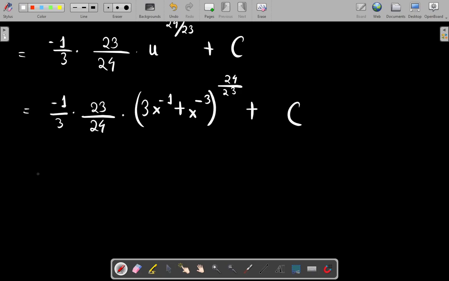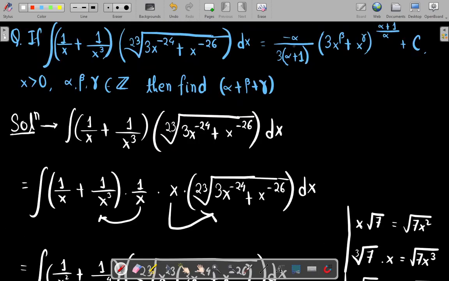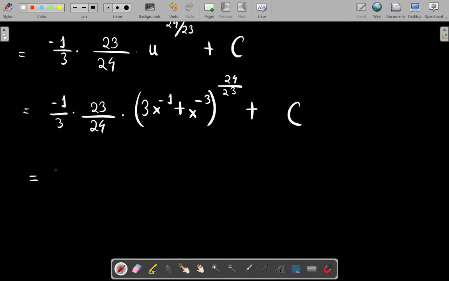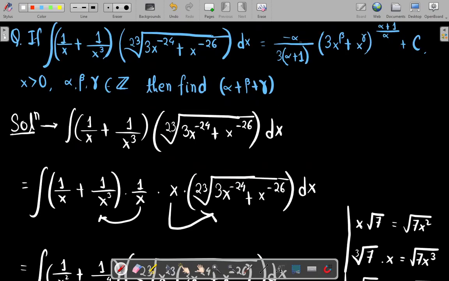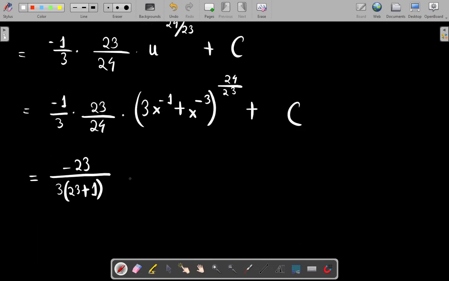So the format was minus alpha by 3 times alpha plus 1, right? So if I write it like that, 3 times alpha plus 1, so this is 24, so I have to write it as 23 plus 1, right? And this is again product of minus 1 and 23, which is again minus 23, so this is done, right? Minus alpha by 3 times alpha plus 1, so alpha is 23 from this expression, right?